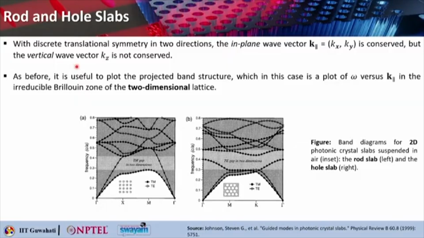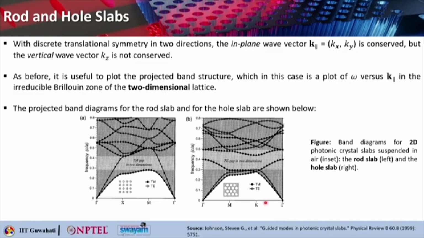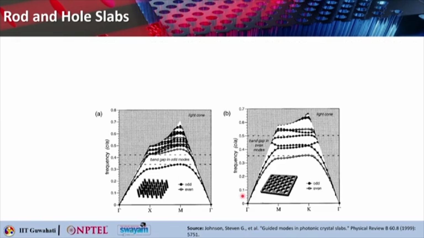Now before you go to that kind of structure, what is the actual scenario, we can start our discussion with a very simplified version where you consider them as simple 2D lattices. The z dimension does not exist. It will be useful to plot the projected band diagram, which in this case is the plot of omega versus k parallel in the irreducible Brillouin zone of the 2-dimensional lattice, which are shown here. This is for the rod slab and this is for the hole slab.